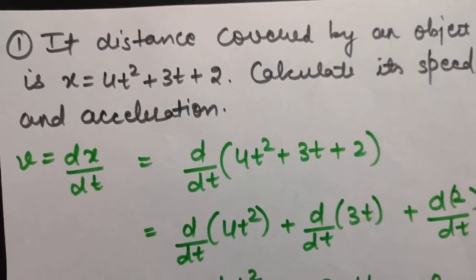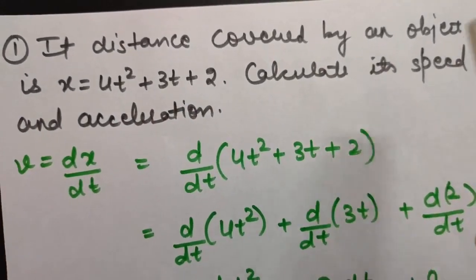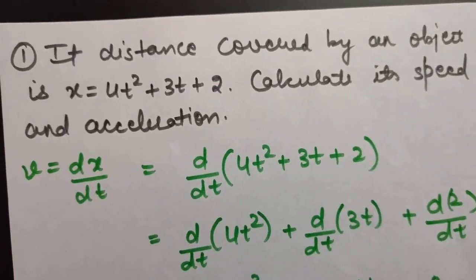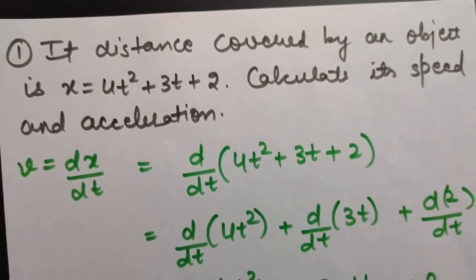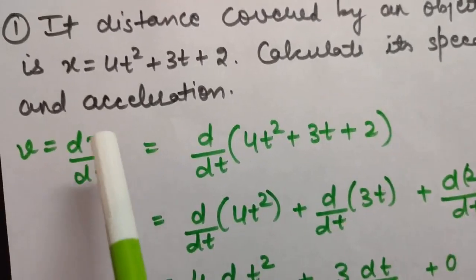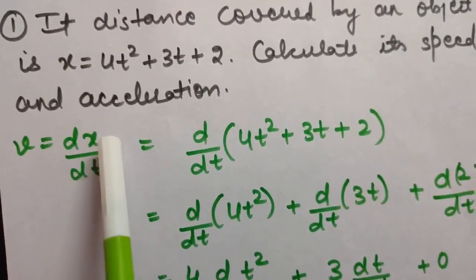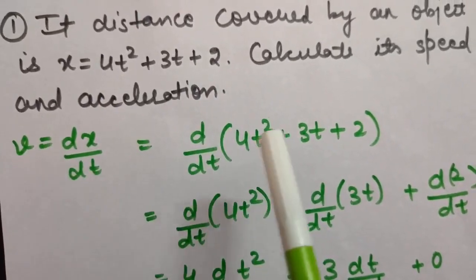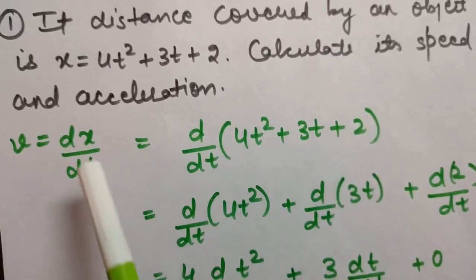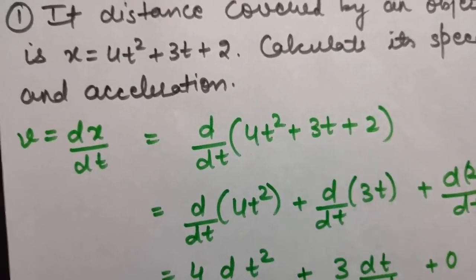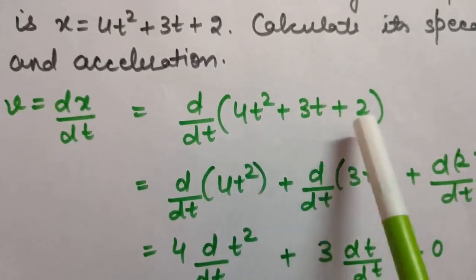Now as I told you, speed is distance upon time. So v is dx by dt, as I told you earlier in the formulas of differentiation. x is given to us in the question and we have to calculate v. So we will put the value of x: d by dt of 4t square plus 3t plus 2. Now you have to solve this differentiation.